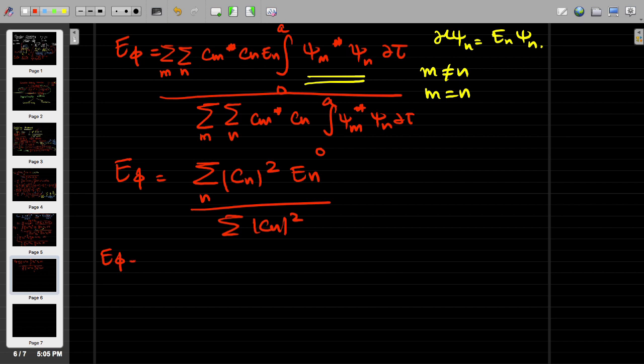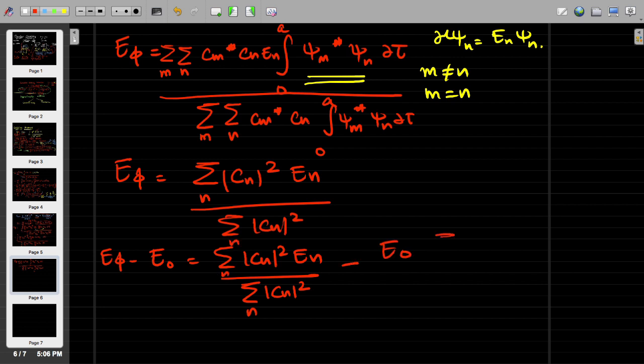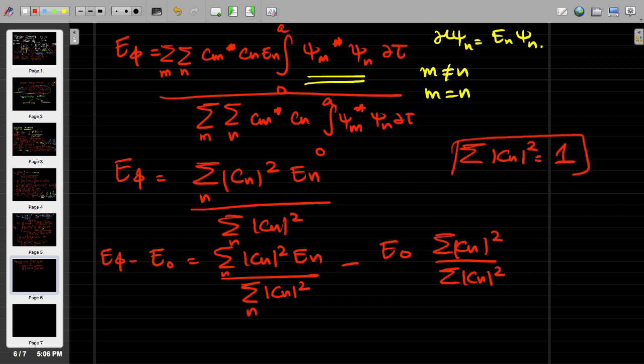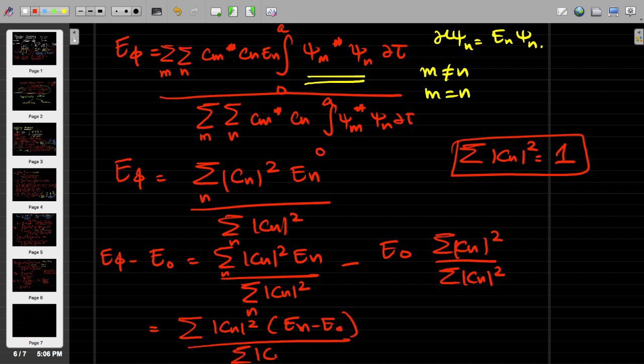So now let's try to subtract E0, which is the ground state energy, from this equation: summation mod Cn square En divided by summation mod Cn square, minus E0, but I can always write summation mod Cn square divided by summation mod Cn square. This will be equal to 1, and you might remember summation of mod Cn square will also be equal to 1 when normalized. So what this ends up doing is that you can take this to summation mod Cn square En minus E0, the whole divided by summation Cn square.